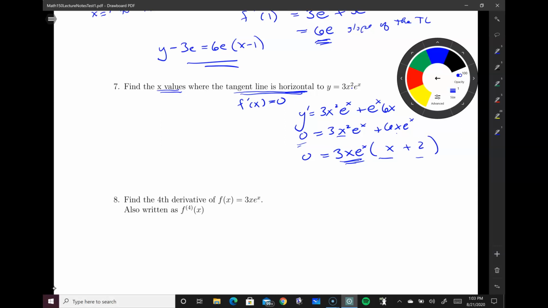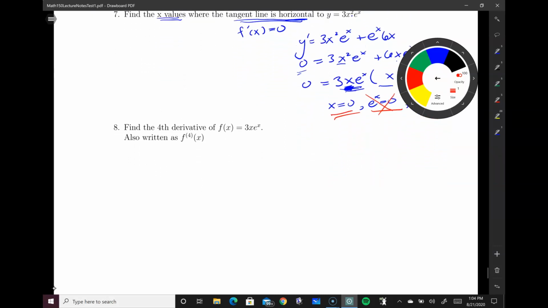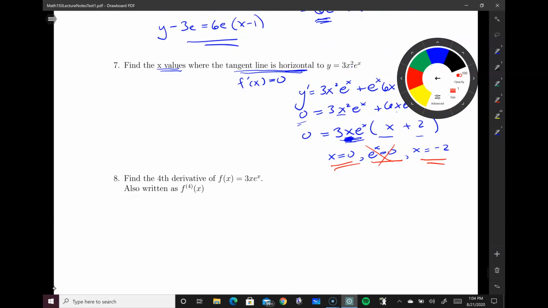So I get all of these three things equaling 0. So I get x equals 0, right? E to the x equals 0. And x is equal to negative 2. I know that e to the x is never 0, so this just gives me no solution. So there's two answers, x equals 0 and x equals negative 2, when the derivative is equal to 0, or when the tangent line is horizontal.